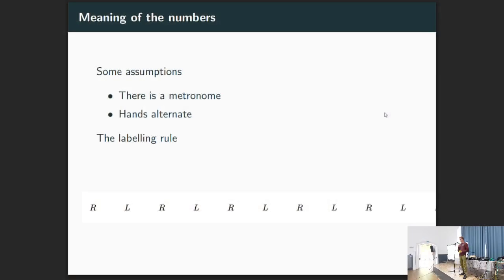And then we now talk about how to label a throw. How do we get to a number? And the rule is as follows. We make a throw with a ball in this case, and then we count the throws that happen before I throw this ball again.